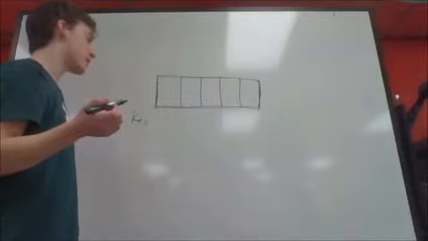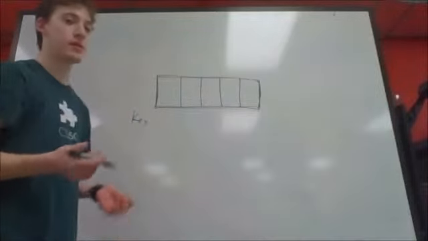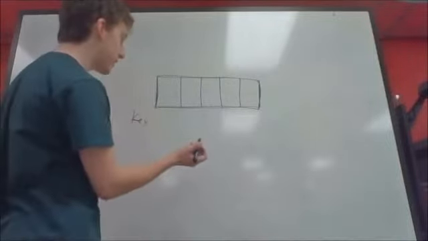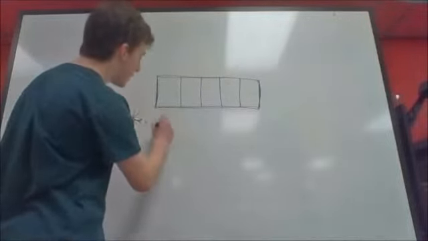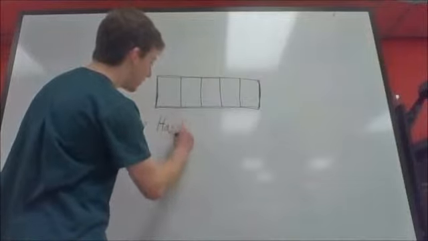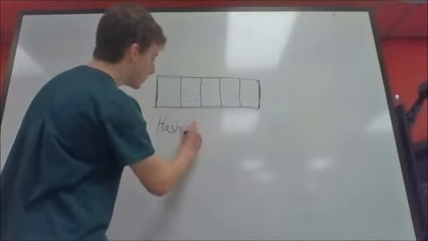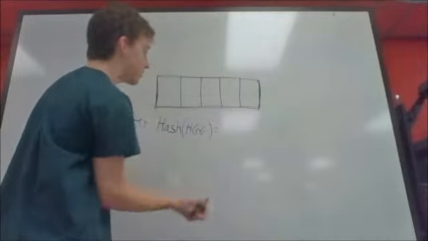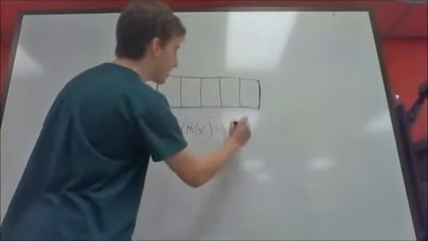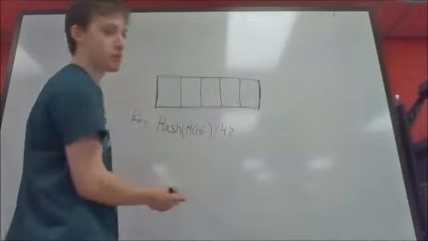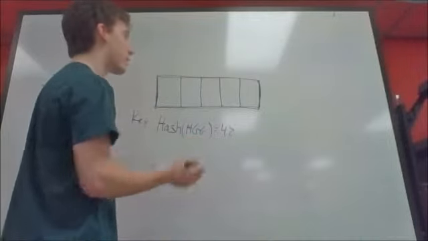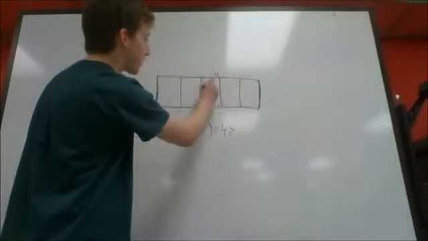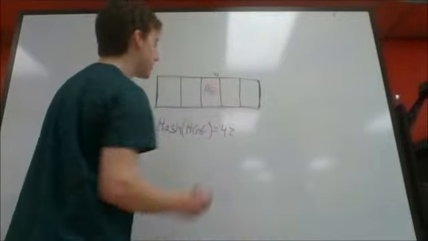So let's say you wanted to store the book Hitchhiker's Guide to the Galaxy, which I'll abbreviate as HGG. So we take the hash function, we put the title Hitchhiker's Guide to the Galaxy in our hash function, and that outputs 42 as an integer. And that corresponds to the 42nd index in our array. So here we'll say it's the 42nd index in the array, and we store Hitchhiker's Guide to the Galaxy there.